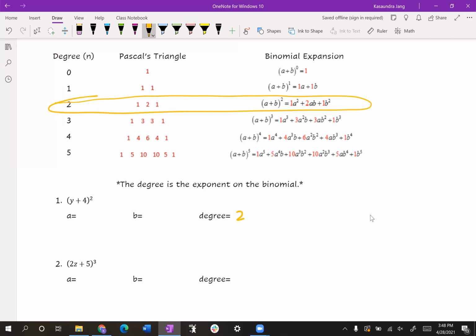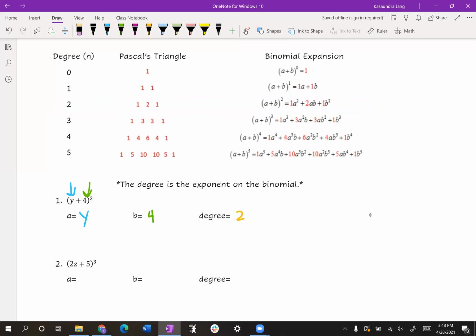The A, let's see here. A is at the beginning, in this case a Y is at the beginning, added on to your B, which was added on to a 4, so my B is a 4. All right, so there's my A, my B, and the degree. The next one, same deal, it's just all cubed in this case. Again, my exponent is telling me what my degree is, degree 3.